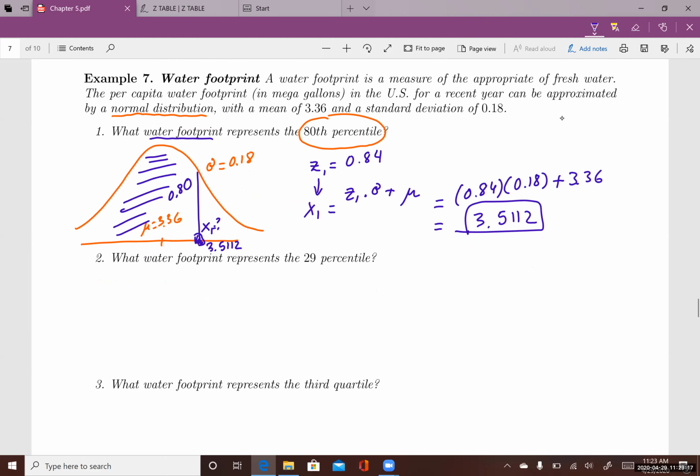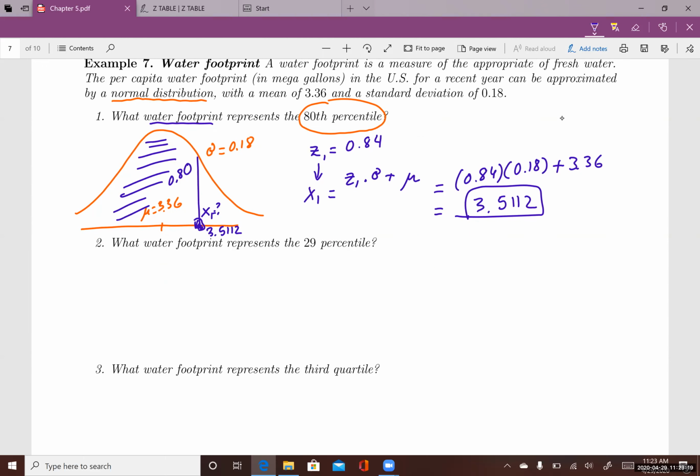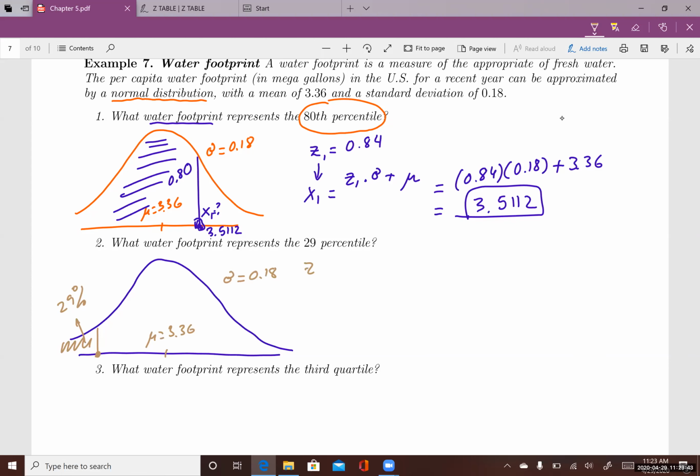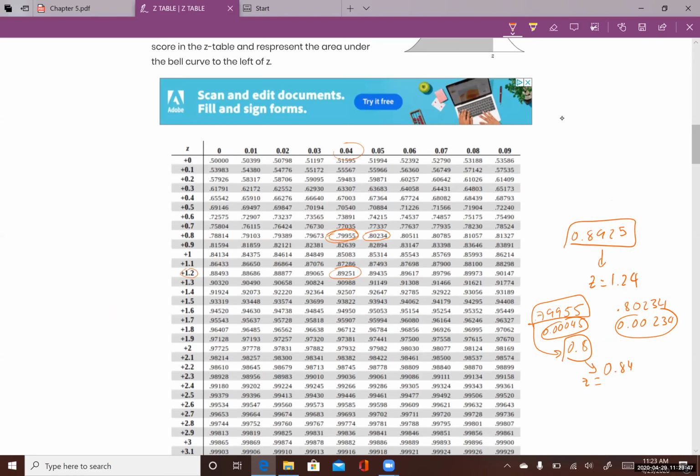What about the water footprint that represents the 29th percentile? So again, we have a normal distribution. Now we look at the 29th percentile, which is on the left, right? This is the 29th percentile, okay? And again, we know the mean, we know the standard deviation. We just need to find the z that corresponds to the 29th percentile. 29, so it should be on the left.